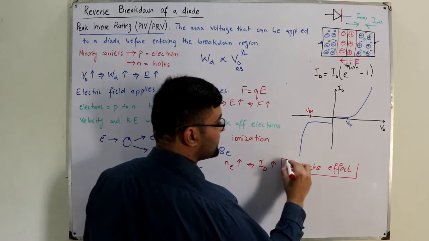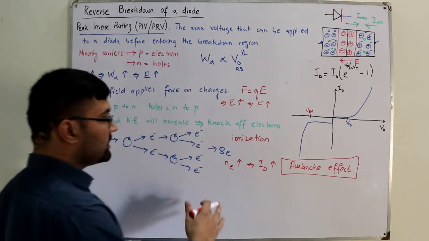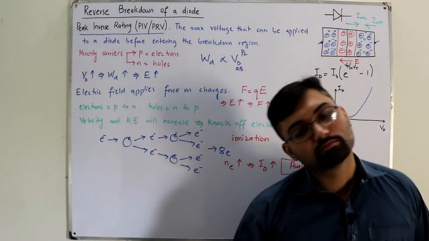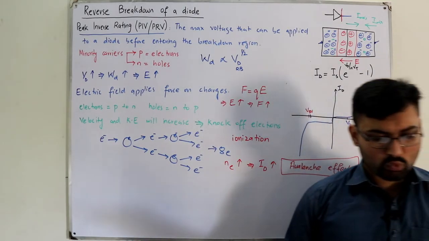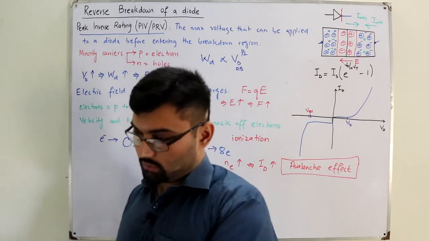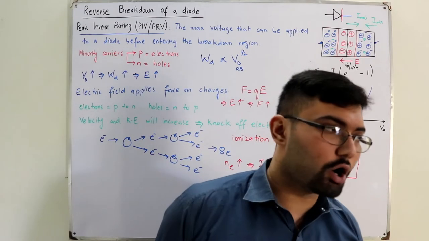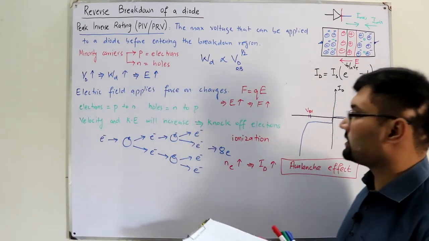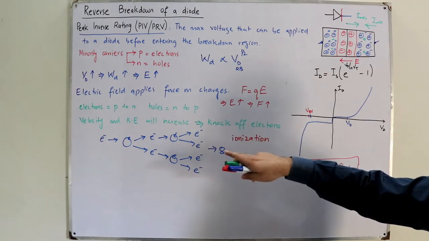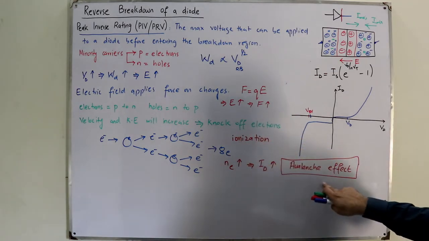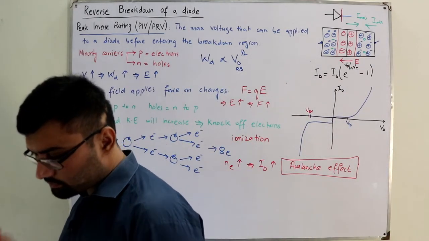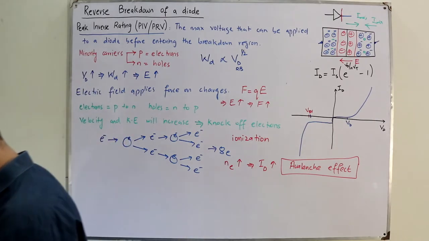Now, why is this called an avalanche effect? And you know what an avalanche is? The numbers are increasing and increasing, and you have a greater number moving at a higher speed. That's why this is called an avalanche effect. An avalanche is the melting of snow and glaciers, and when it comes down in the form of a storm, it's called an avalanche. That is why this is also called an avalanche effect. This was the whole reverse breakdown mechanism. In the reverse breakdown mechanism, one we have is this avalanche effect. The other that we have is the Zener effect also.